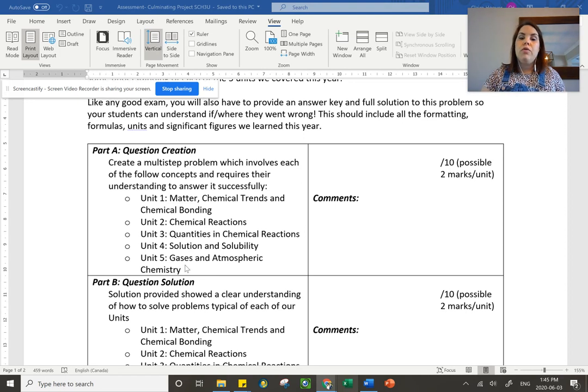Okay. For your question, you're going to get a possible of 10 marks, which is going to be 2 marks per unit. Okay, so did you include it? Was it included very well? You're going to get a mark between 1 and 2 for each of those 5 units. So 5 units times 2 possible marks for each is going to equal those 10 possible total marks.